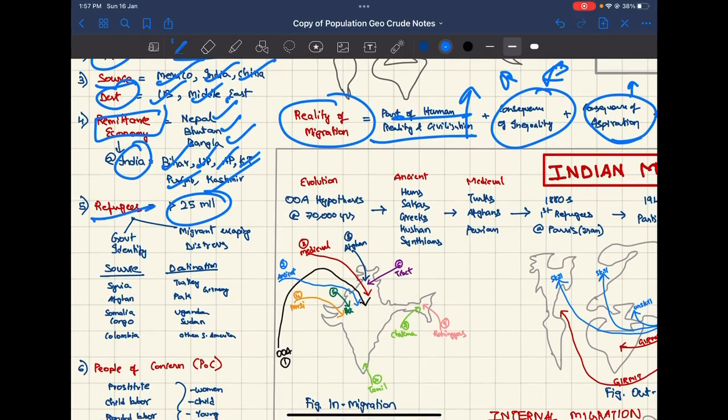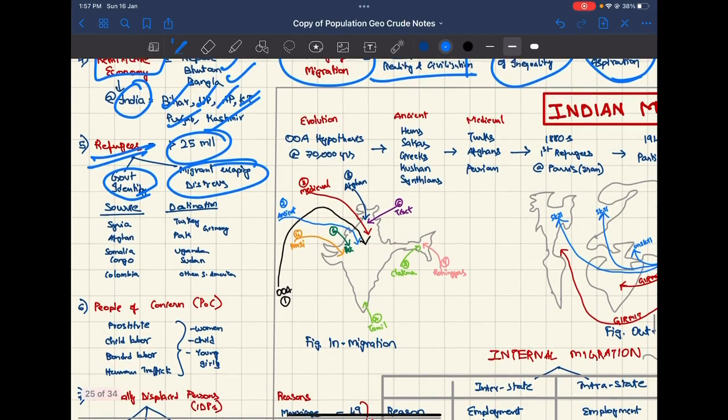25 million people are refugees, as the government identifies them. These are migrants escaping distress. The sources are Syria and Afghanistan. They go to Turkey, Germany, and Pakistan. From Somalia and Congo, they go to Uganda and Sudan. From Colombia, they go to other South American countries.